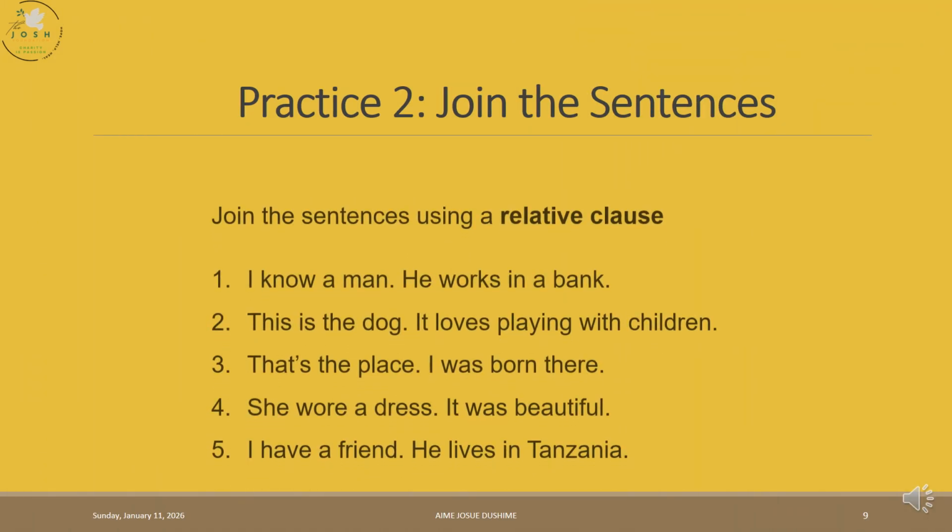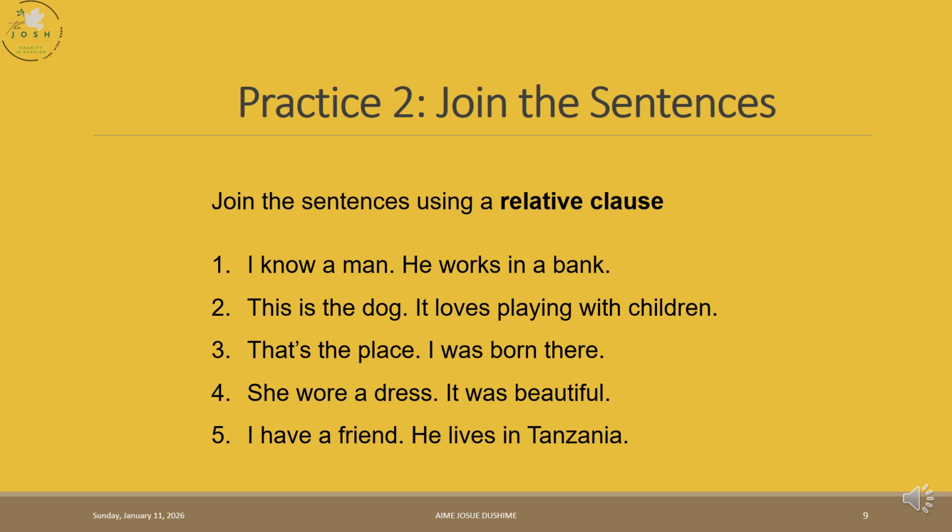Exercise 2. Join the sentences using a relative clause. In the first practice, you're just going to fill in the answer who, which, that, where, like that. But in the second, you're going to use a relative clause joining two sentences. I know a man. He works in a bank. This is the dog. It loves playing with children. That's the place. I was born there. She wore a dress. It was beautiful. I have a friend. He lives in Tanzania.